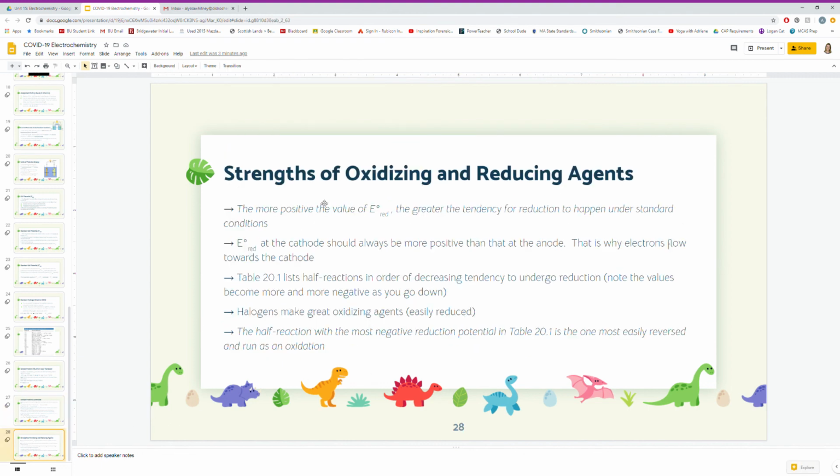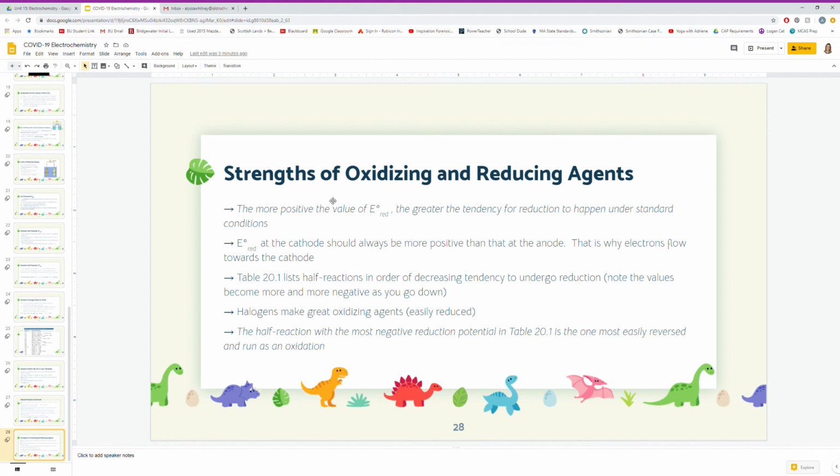Last but not least, strengths of oxidizing and reducing agents. The more positive the value of your E0 reduction, the greater the tendency for reduction to happen under standard conditions. So the reduction at the cathode should always be more positive than that of the anode. That's why the electrons are flowing towards the cathode in the first place. Table 20.1 lists half reactions in order of decreasing tendency to undergo a reduction. So my reactions that like to undergo reduction are at the top.